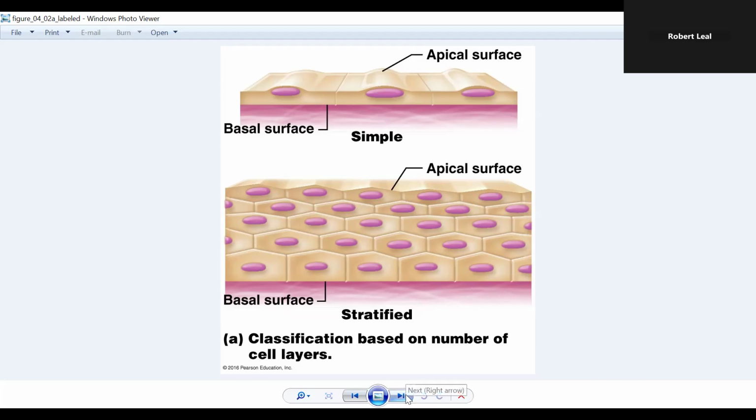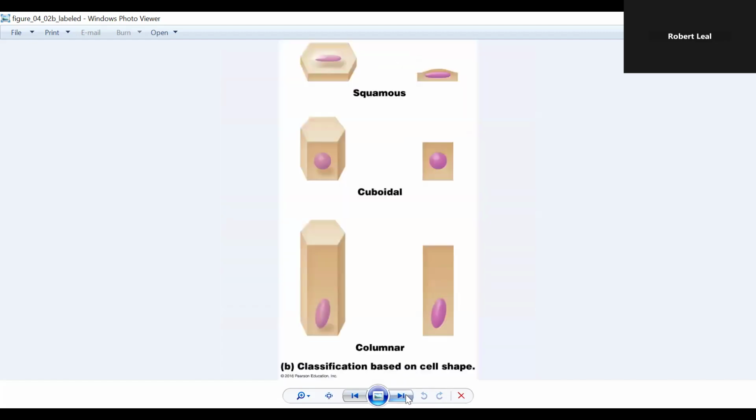Once you've identified whether it's one or many layers, you're going to see also within naming an epithelial tissue, the shape of the cells. So if the shape of the cells at the top layer is flat, you would refer to it within its name squamous. However, if it looks cube-like, then you refer to within the name cuboidal. And last, if it looks like a column, well, then you refer to the name of that epithelial tissue as columnar.